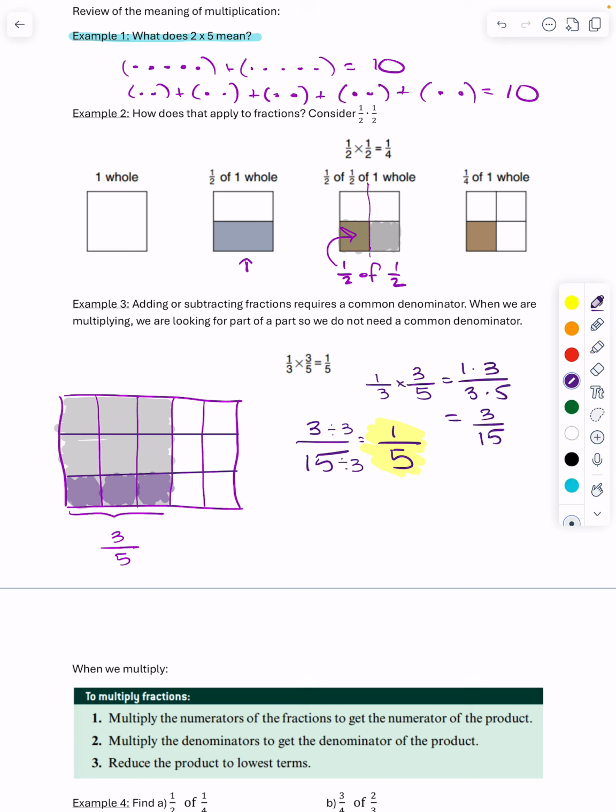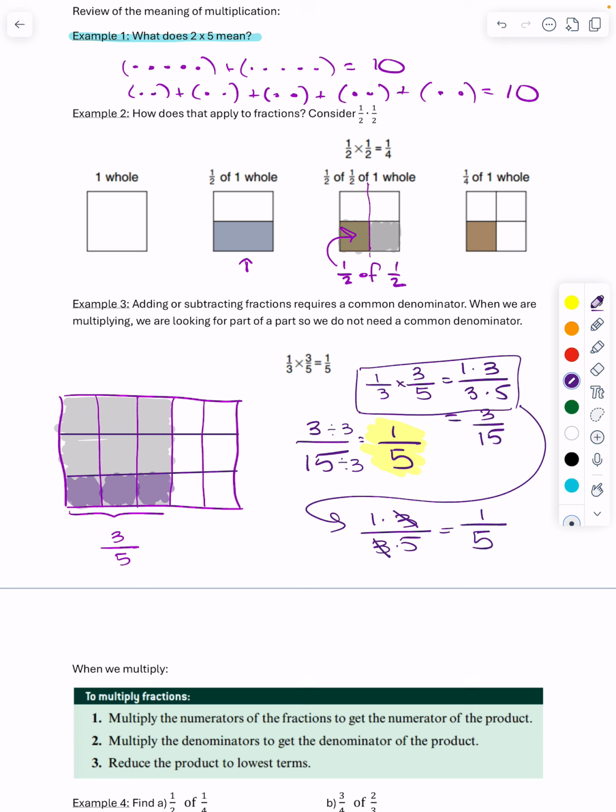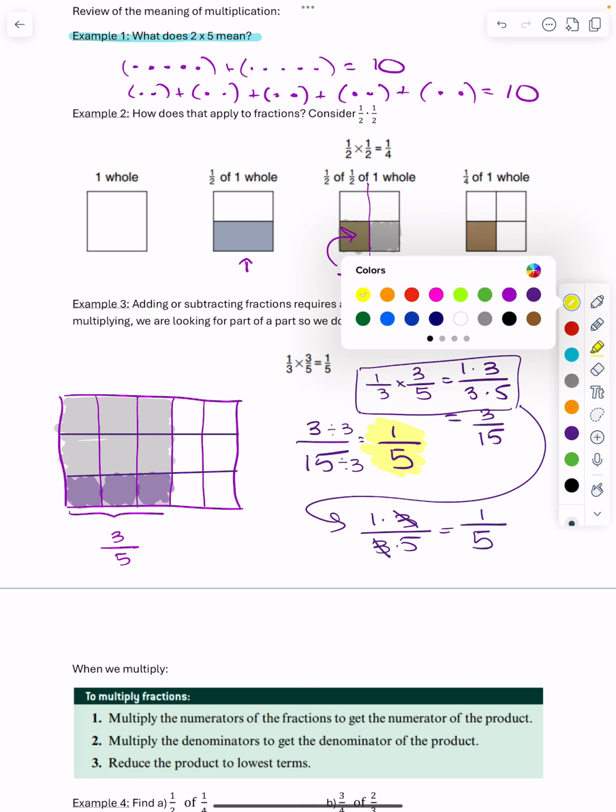If we take a look at what we multiplied to start from up here, I got 1 times 3 divided by 3 times 5. I am multiplying by 3 in the numerator and a 3 in the denominator. I can cancel those out before I even multiply them in. I still get 1/5. Either way it works.